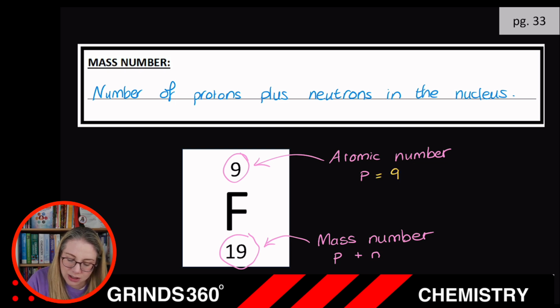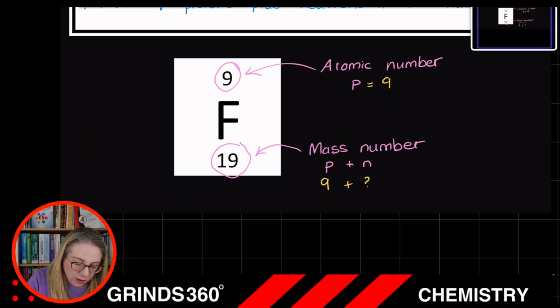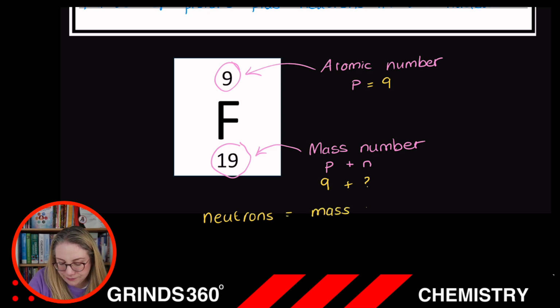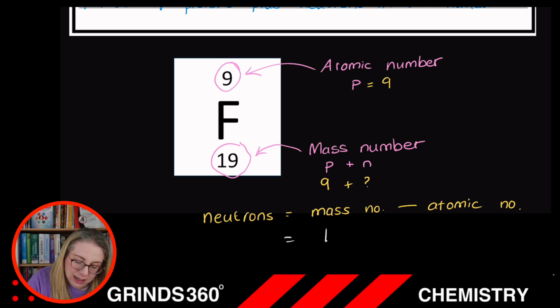That means go down to the mass number. We know we have 9 protons because the protons aren't changing. It's still fluorine. How would I find the number of neutrons? If you're asked to find the number of neutrons, it's the mass number minus the atomic number. It's the difference between them. So for fluorine, that would be 19 as the mass number minus the atomic number, which is the number on top, which is 9. 19 minus 9 is 10.